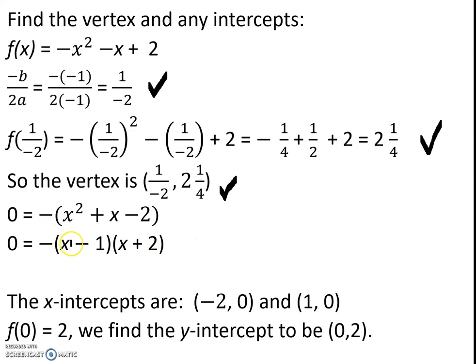Factoring out a negative, we can go ahead and factor this quadratic. It factors quite nicely into x minus 1 times x plus 2. Again, we have that negative out front. So the x-intercepts then are at negative 2, 0, and 1, 0 from setting each of these pieces equal to 0. And then we have f at 0 being 2. So we find the y-intercept to be 0, 2.